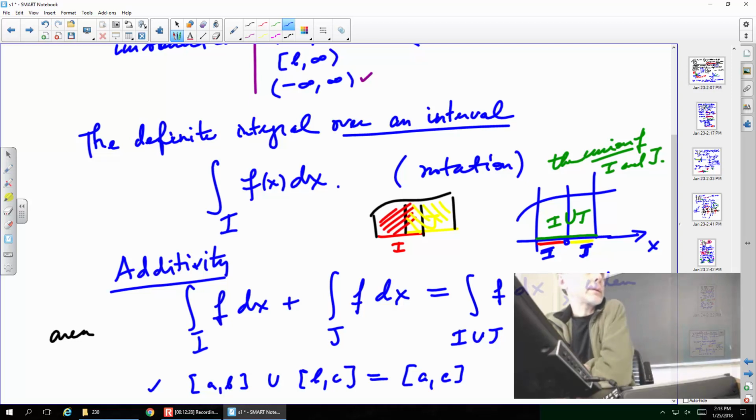Just a single point. When the overlap is a single point, we are not concerned about the area, because the area of this line over here is 0, so it does not contribute anything. Even though it is double counted, if you double count 0, it's still 0. So what I'm saying is that I and J have one point in common.